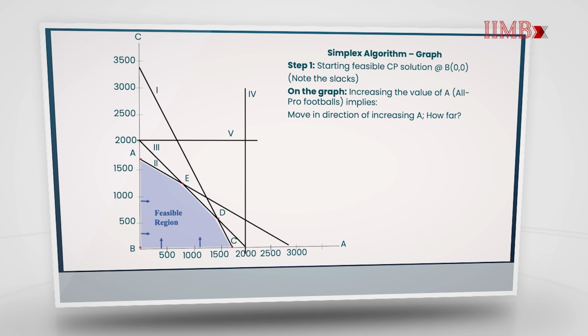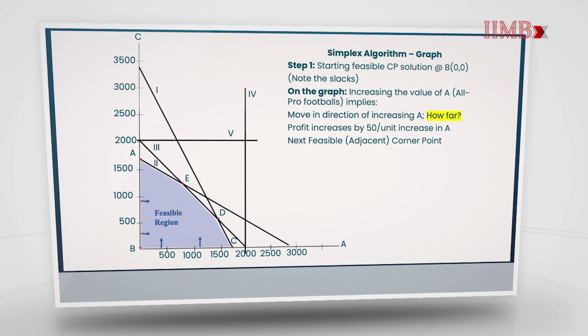The second question then is how far can we go? From the graph, it's quite clear that we can go up to the point C. That's the furthest we can go without leaving the feasible region. So if we decide to increase A, we can move from the corner point B to the corner point C, which is the next adjacent feasible corner point that we see on the graph.